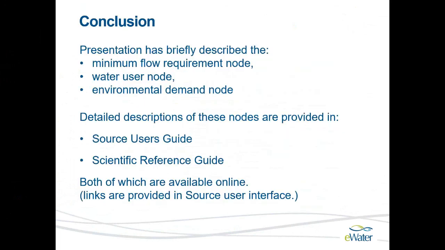So that's all I wanted to cover today. We've briefly described the minimum flow requirement node, the water user node, and the environmental demand node. Detailed descriptions of these nodes and how they work are provided in the Source users guide and the reference guide. Both of these are available online, and you can actually link to them through your interface.